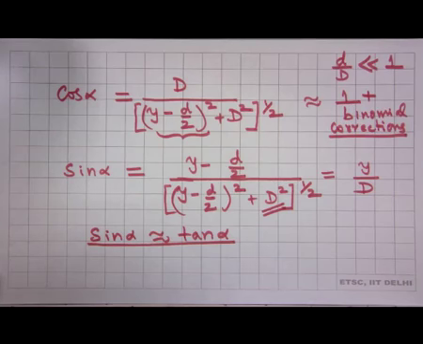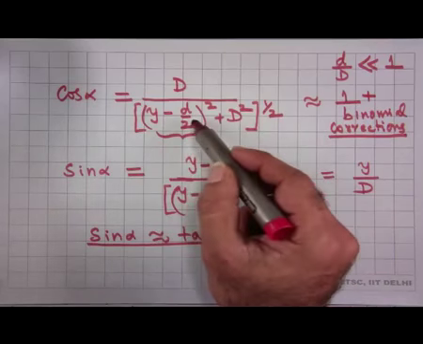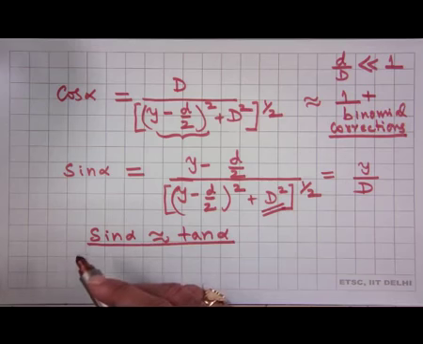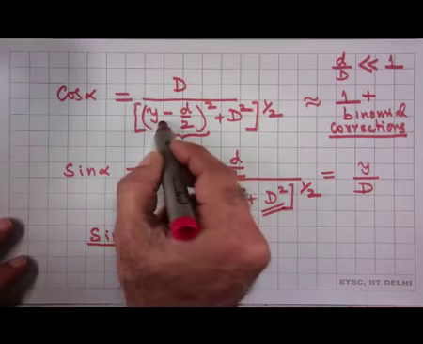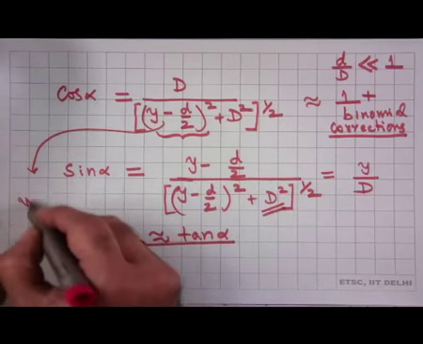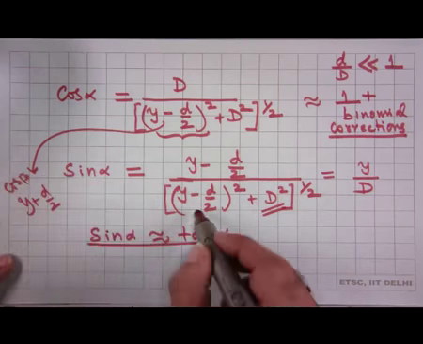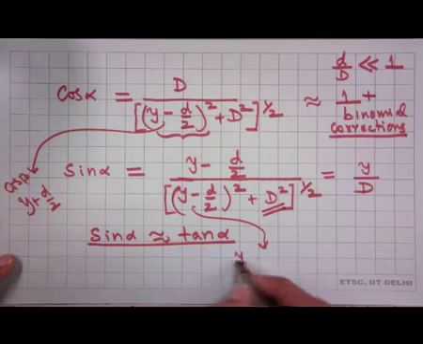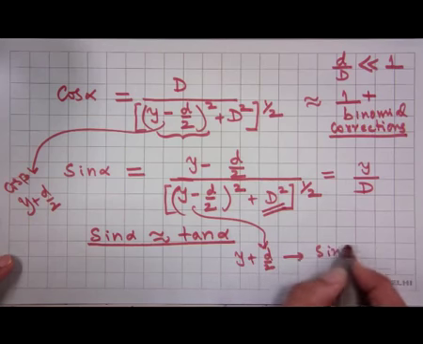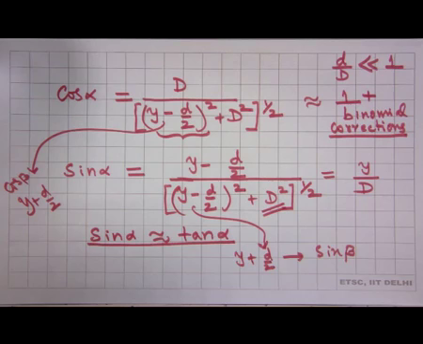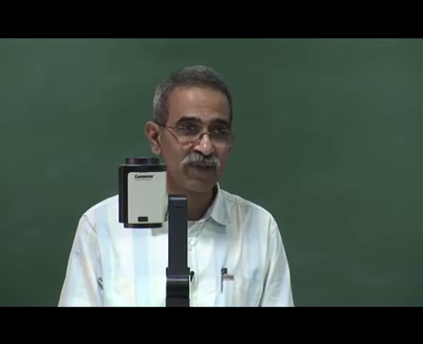But what is the beauty of this? The beauty of this is that I never made use of the fact that there is a y minus d by 2 sitting here. So for example, if I were to write down the expression for beta, this y minus d by 2 would go to y plus d by 2, and this would correspond to cos beta. And again, this would go to y plus d by 2, and this would correspond to sin beta. And in my approximation, whether you write y minus d by 2 or y plus d by 2, it does not matter. So I will get exactly the same expression.